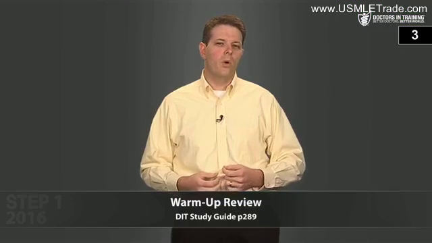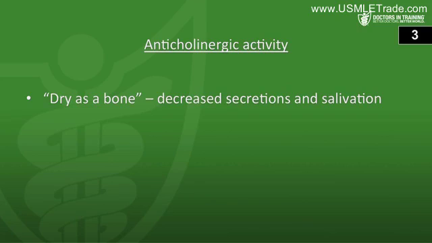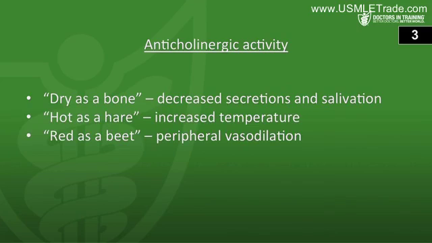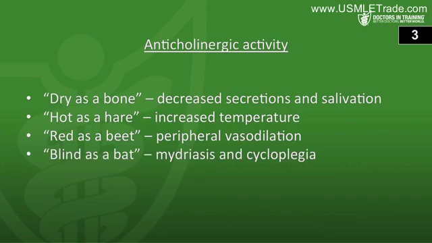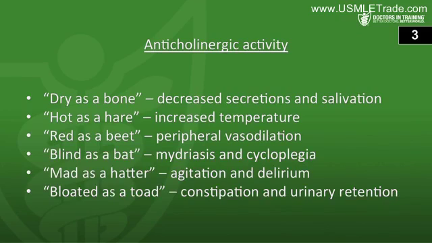And the last one, what are the signs and symptoms of anticholinergic activity? So you're dry as a bone, so you have decreased secretions and decreased salivation. You're hot as a hare, which is increased temperature. Red as a beet is peripheral vasodilation. Blind as a bat is mydriasis and cycloplegia. Mad as a hatter is agitation and delirium. And then bloated as a toad is constipation and urinary retention.